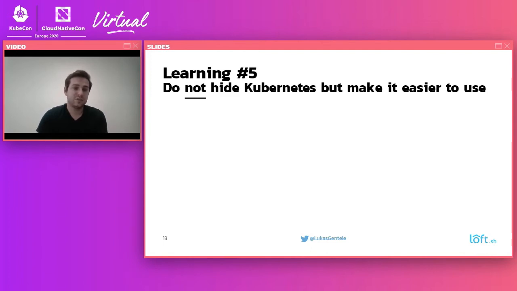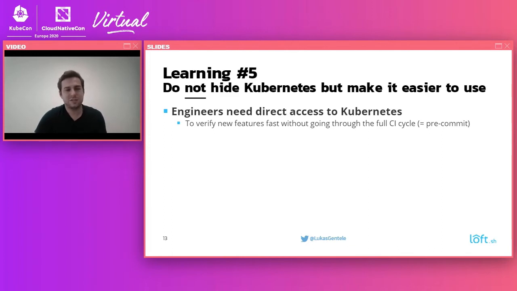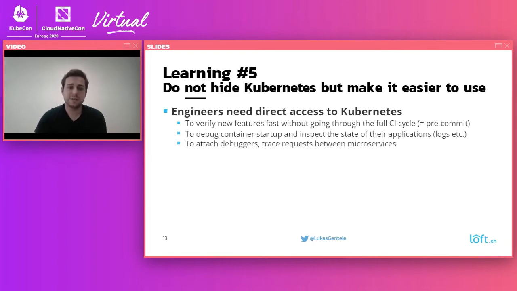I would argue, do not hide Kubernetes, but try to make it as easy as possible for users to use. Engineers actually need access to Kubernetes, so they need to run kubectl commands, because they want to verify new features very, very fast. They don't want to go through the full CI/CD cycle when they see some Helm chart they want to install, or want to test a new feature quickly. They want to do those things pre-commit, right? And they want to debug the container startup, inspect the state of the applications, attach debuggers, and trace requests between several microservices that they might be working on.